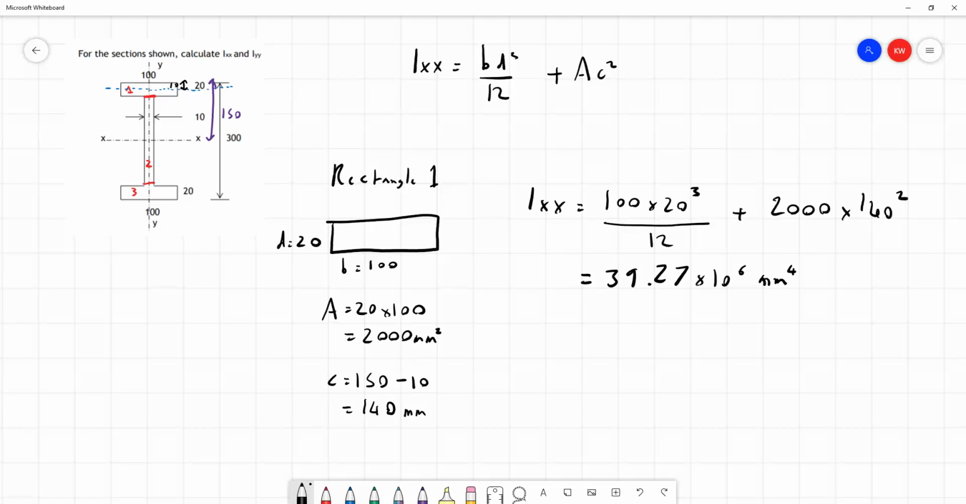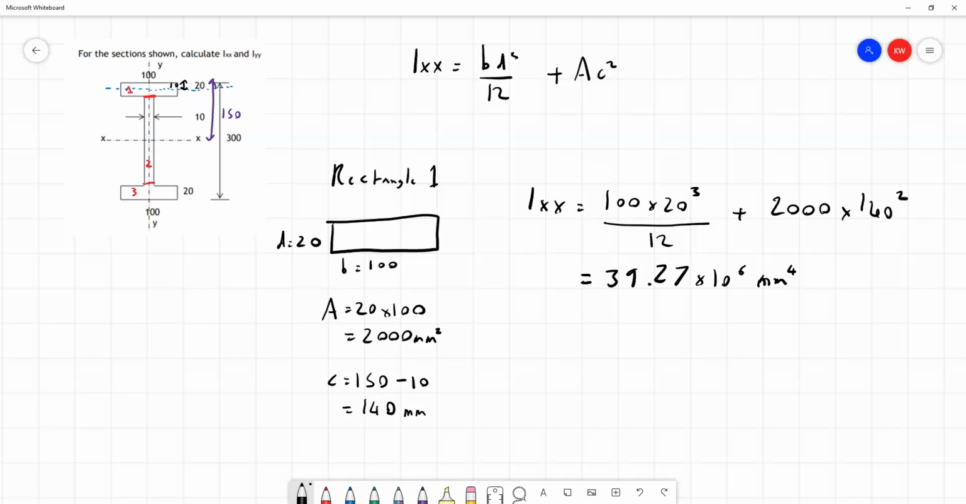And you wouldn't be wrong here if you decided to write 3.927 times 10 to the 7 instead. The course notes sometimes like to stick with powers of 6 or powers of 9 or powers of 3 because it makes for an easy comparison and easy addition between different second moments of area. There's absolutely no reason not to express it in whatever way makes sense to you, but the answer, whichever way you work it out, is going to be equal to 39.27 times 10 to the 6 millimeters to the power of 4.